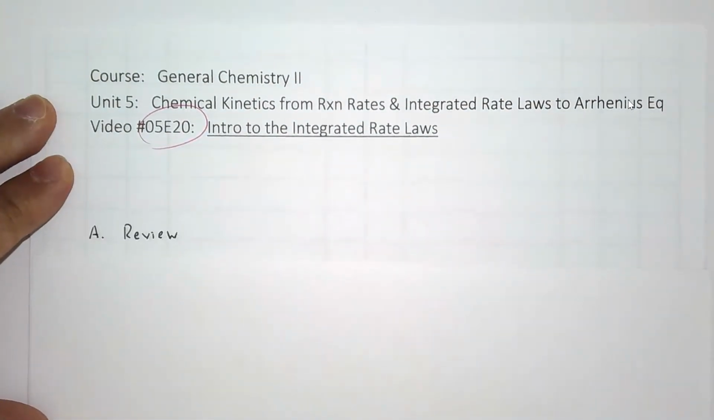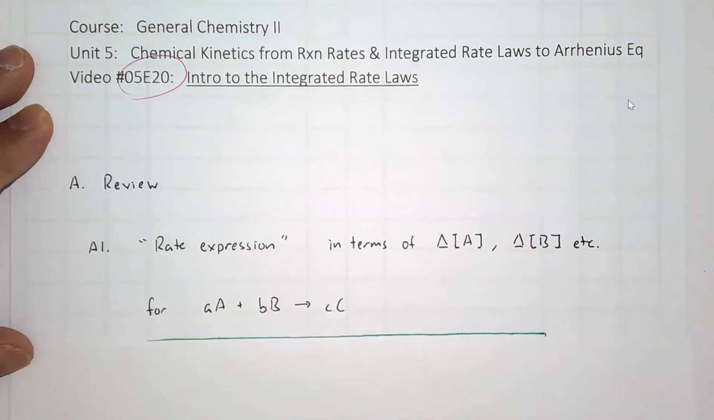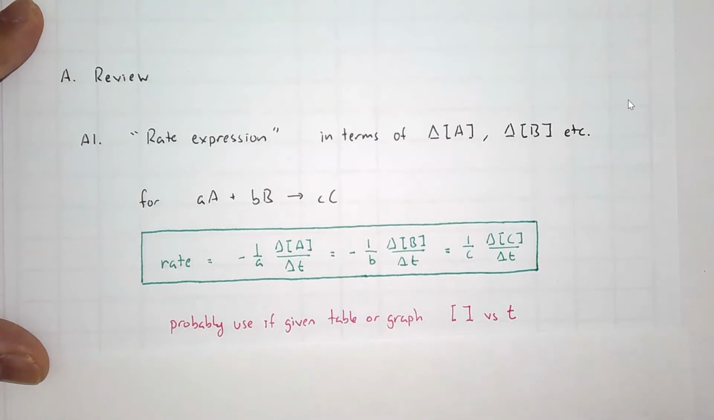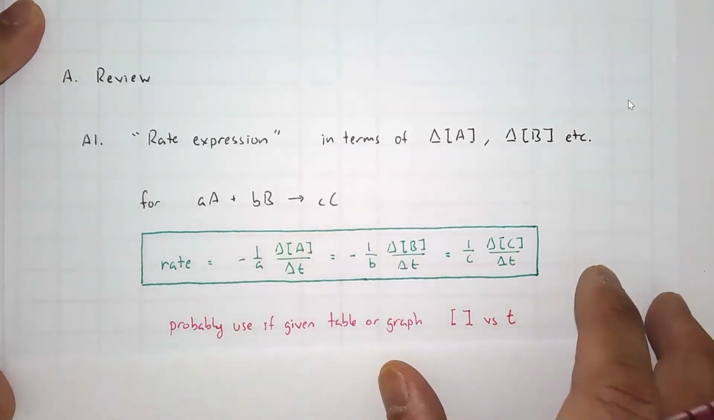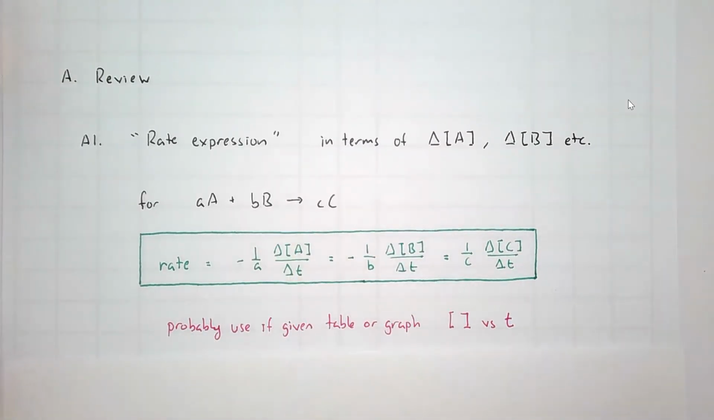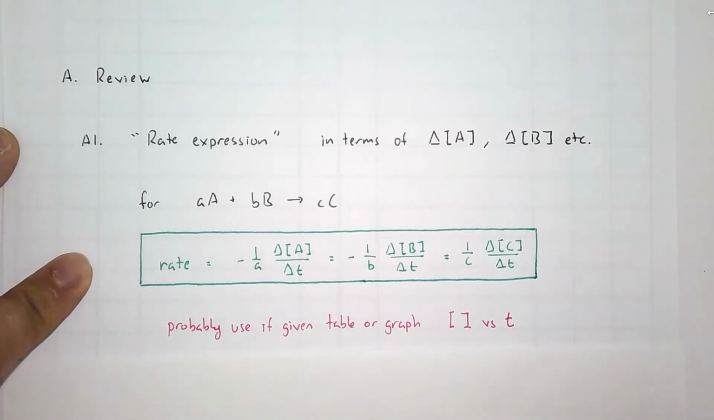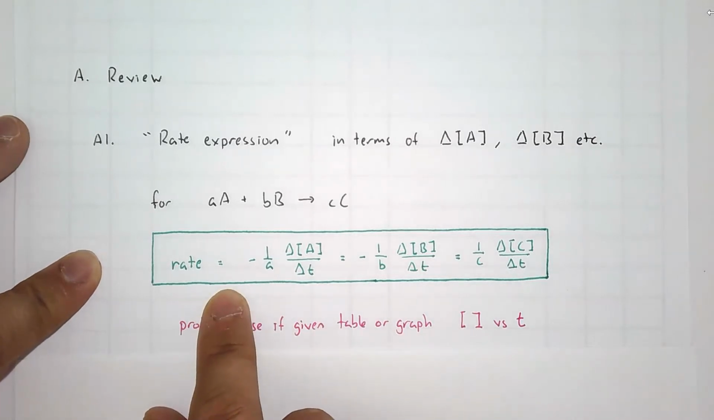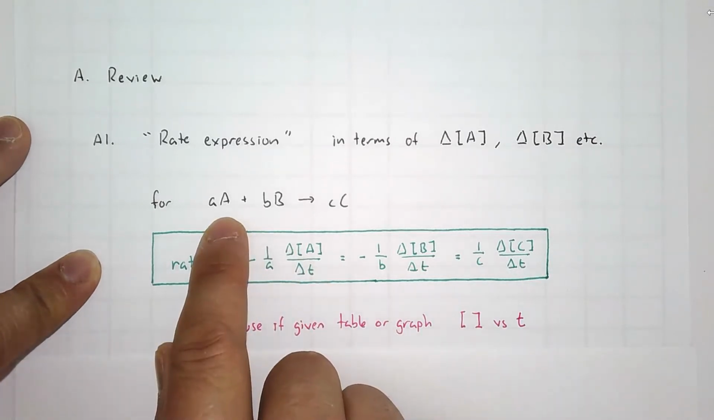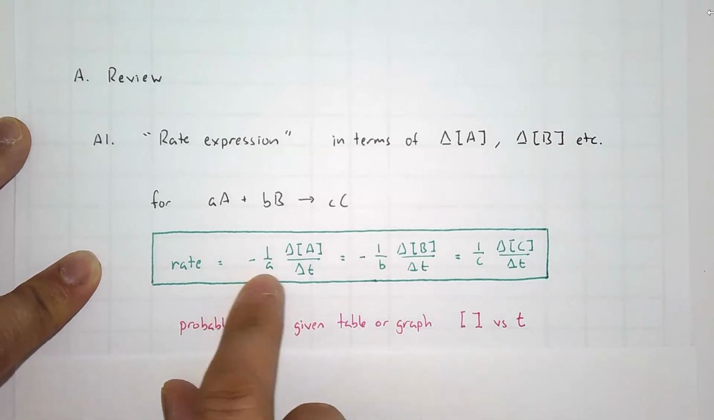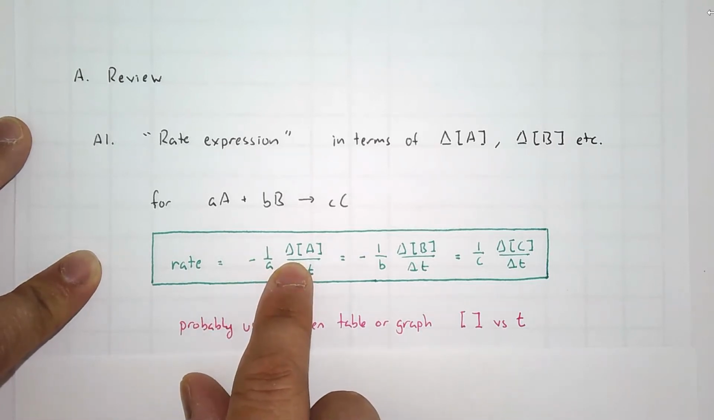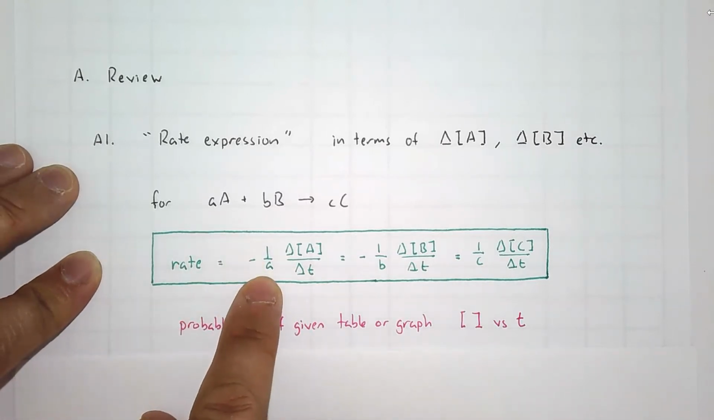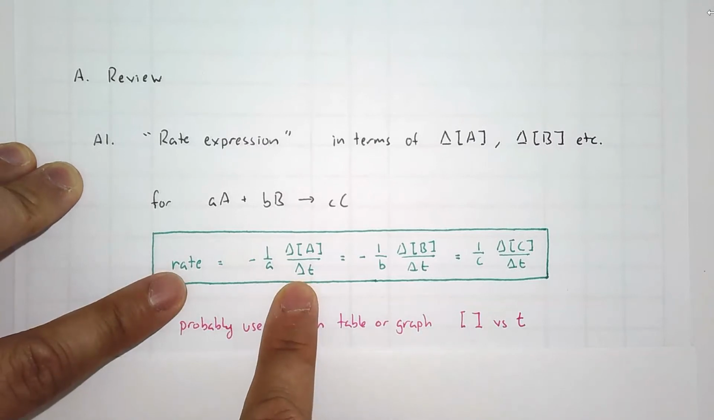We'll call this part A, review. And the first one is rate expression. If you recall, if you're given a chemical equation like this, and you want to give the rate in terms of the change in concentrations, then you'll get this equation. Just have to remember that for the reactants, you want to put a minus sign because their concentration is getting lower in number. And also you want to use the coefficients and you put them as denominators to get those two terms equal to each other.